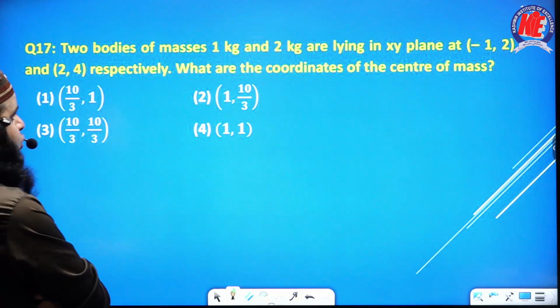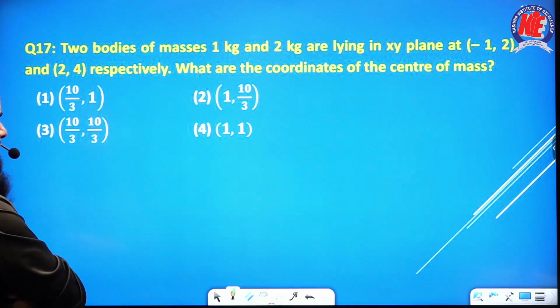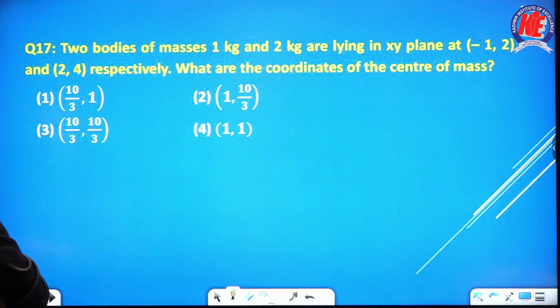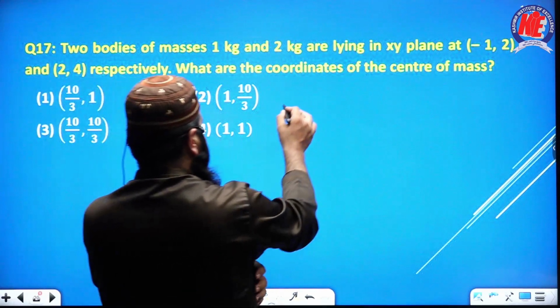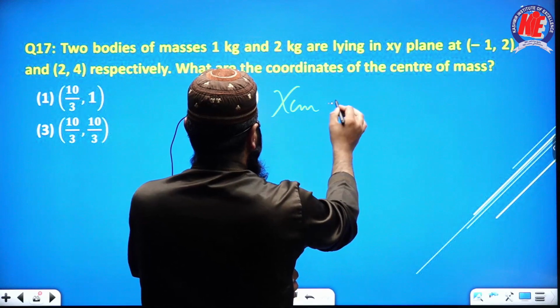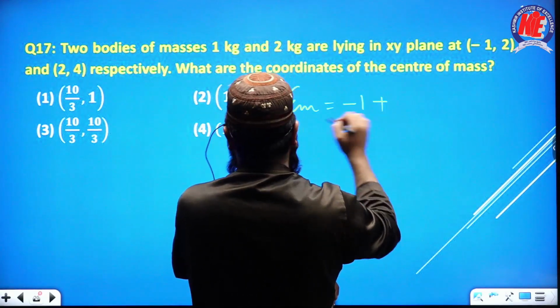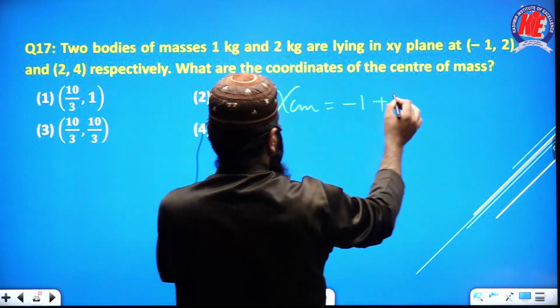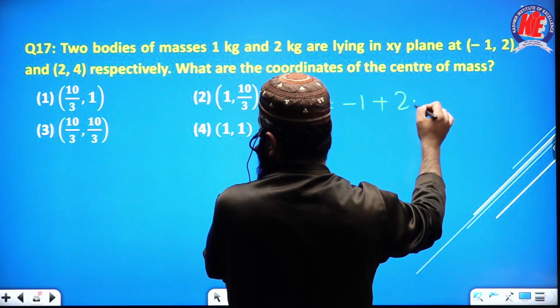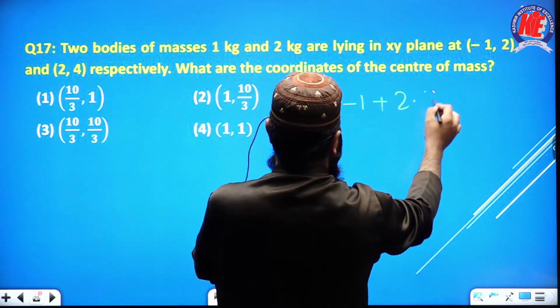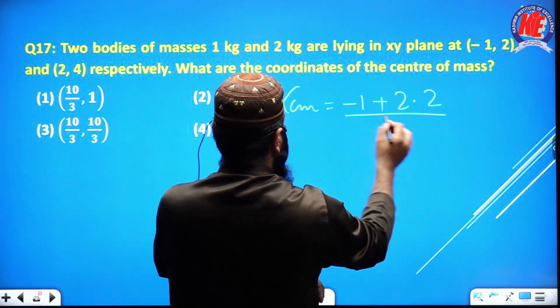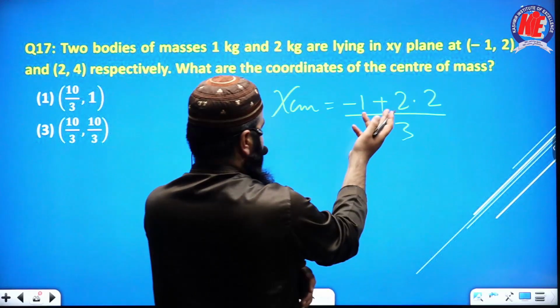Next one please. Two bodies of masses 1 kilogram and 2 kilogram are lying in the xy plane at -1, 2 and 2, 4 respectively. What are the coordinates of the center of mass? So I will directly go for the formula first. That will be m1x1: 1 into the x coordinate, which is -1, plus 2 into its x coordinate, which is 2, divided by the total mass, which will be 2 plus 1 is 3.